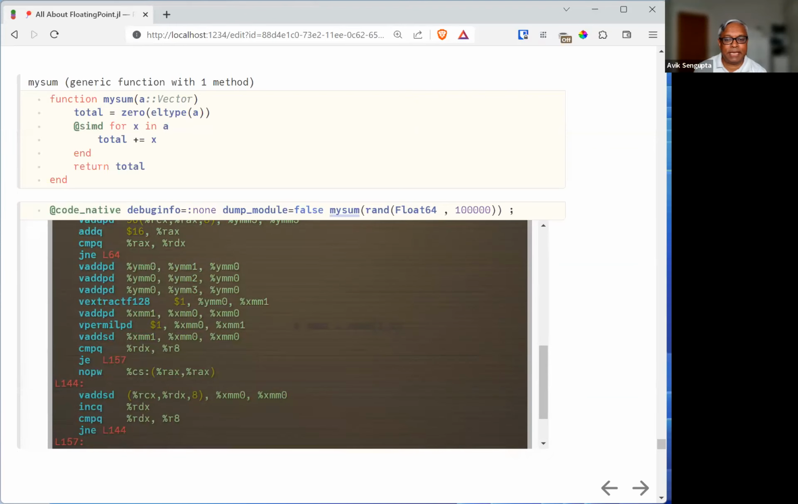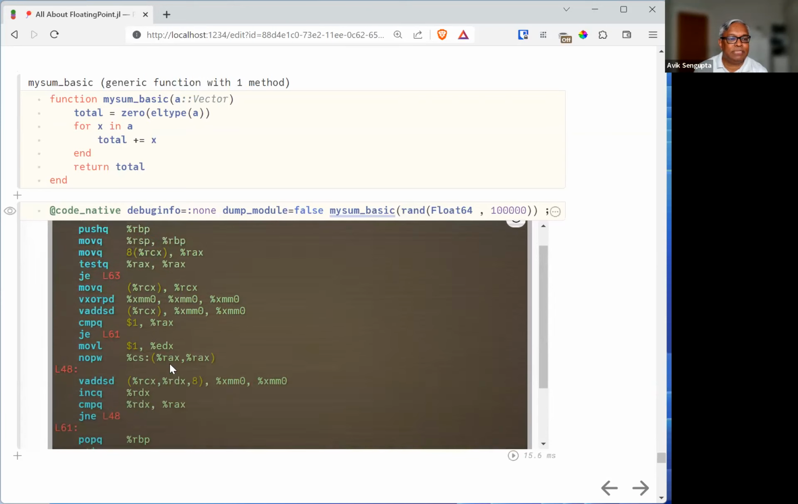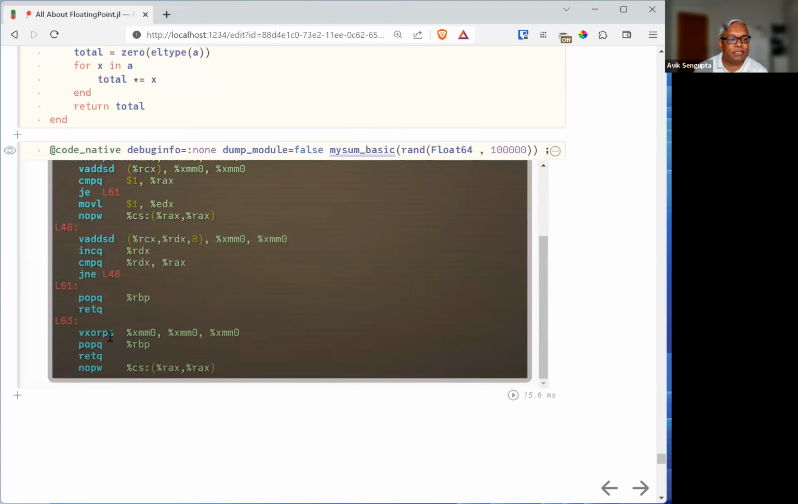You can check the output compared to a sum basic, which just adds numbers, and you will see here that it does use some SIMD operation, this VAdd-SD, but it's only one VAdd-SD. So even without @SIMD, Julia does some SIMD conversions automatically, or LLVM does it, but it's not optimized to the level that @SIMD can do, right?